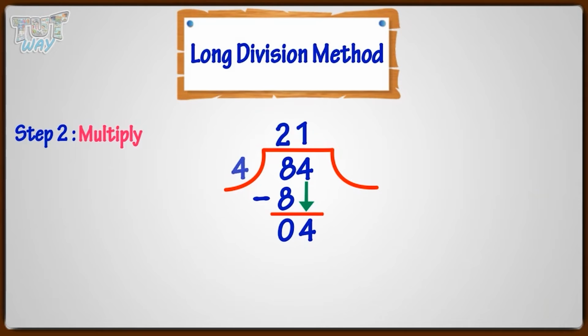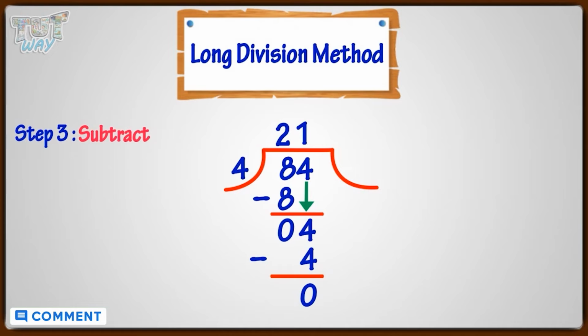Multiply the divisor with 1. 4 multiplied by 1 gives us 4. Write the multiple below like this. Third step is subtract. Now, subtract and write the difference below.